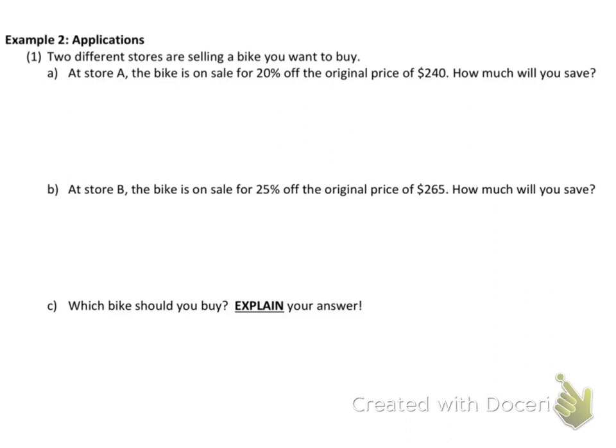These are actually really helpful in the real world when you have discounts. So 2 different stores are selling a bike you want to buy. At store A, the bike is on sale for 20% off the original price of $240. How much will you save? So you want to figure out what is 20% of 240. If I set up that percent proportion and solve that cross product, I have 100x equals 4,800. So x equals 48.